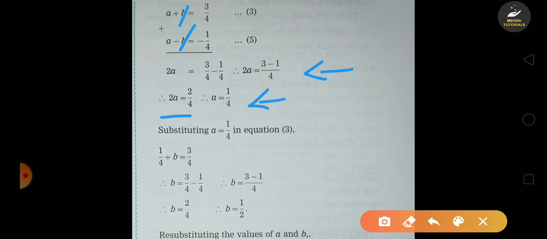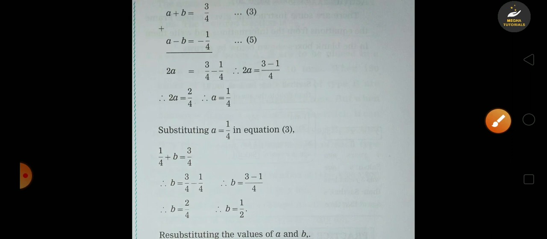Okay. So put this value of a is equal to 1 upon 4 in equation 3. So after substitution you will get 1 upon 4 plus b is equal to 3 upon 4. Then you have to transpose 1 upon 4 on RHS. So you will get b is equal to 3 upon 4 minus 1 upon 4. Again denominators are same. Therefore b is equal to 3 minus 1 upon 4. That is b is equal to 2 upon 4. So you will get b is equal to 1 upon 2. Now we will substitute this value of a and b in the original equations.